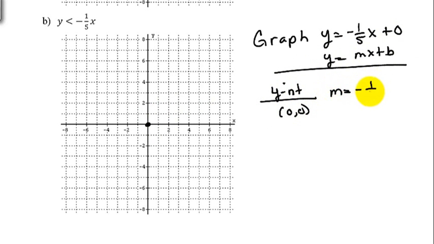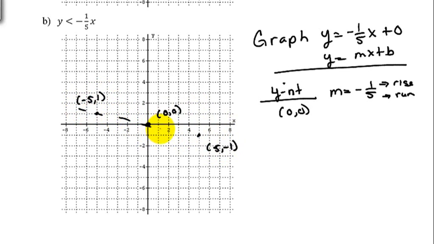My slope is negative 1/5, and so our top number is the rise, and the bottom number is the run. And with the negative sign you can either rise in the negative direction or run in the negative direction, but only one of them. So from 0, 0, we could go up 1. If we go up 1, that means we need to go to the left 5. We could go down 1, and then we would have to go to the right 5. So I have the point 0, 0. This point would be the point 5, negative 1, and this would be the point negative 5, positive 1.